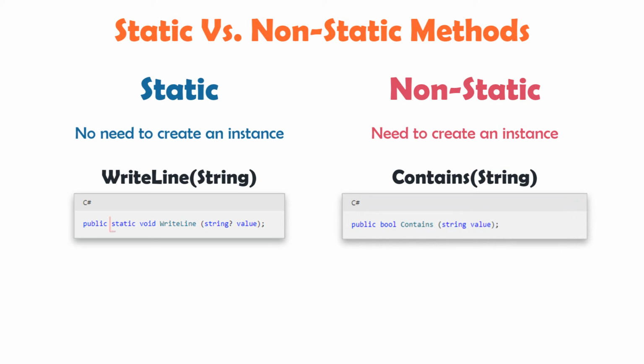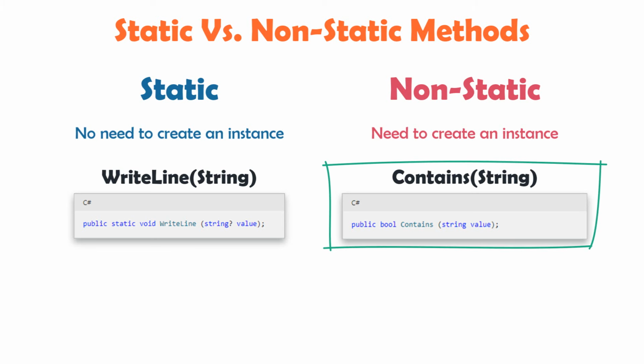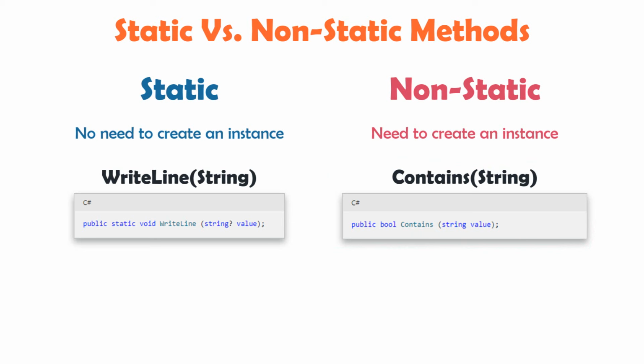As you see, we have the word static in the first method. And we don't have the word static in the second method, which means that this method is non-static method. This is how to differentiate between static and non-static. Now let's see, what does an instance mean, and when I need it? I will start with the second method, contains. As mentioned, for non-static methods we need to create an instance of the class. This method is for the class system.string.